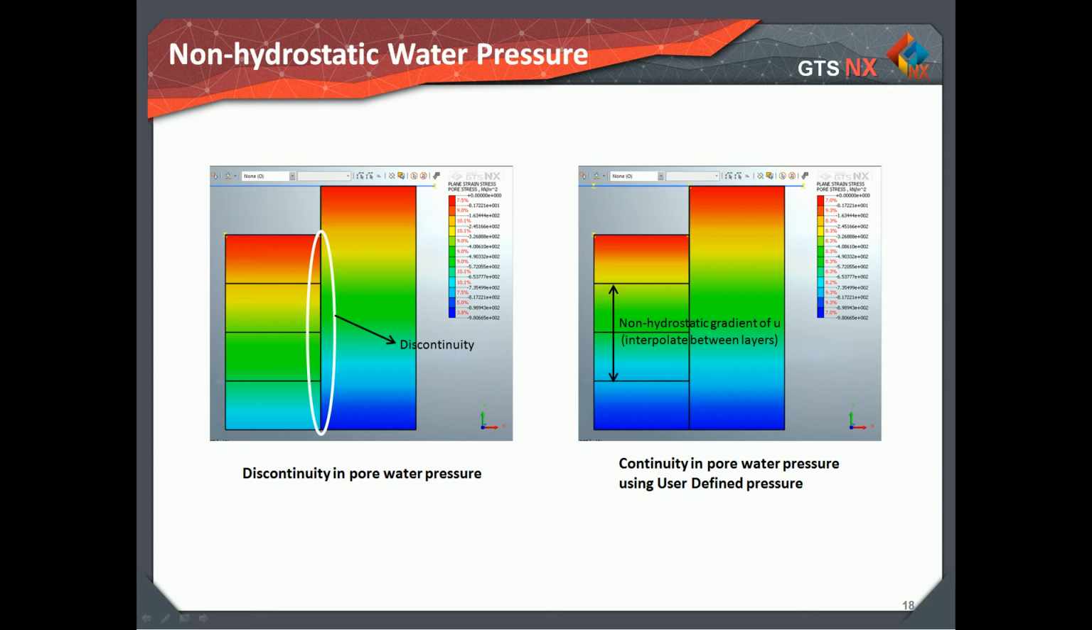The figure on the left-hand side is the wrong way of modeling the water pressure, as I mentioned, due to the discontinuity between the excavation region and behind the wall. So this can be overcome by interpolation of water pressure between two material zones in GTS NX.